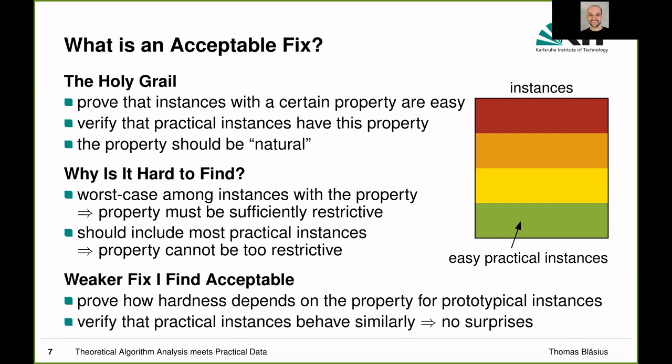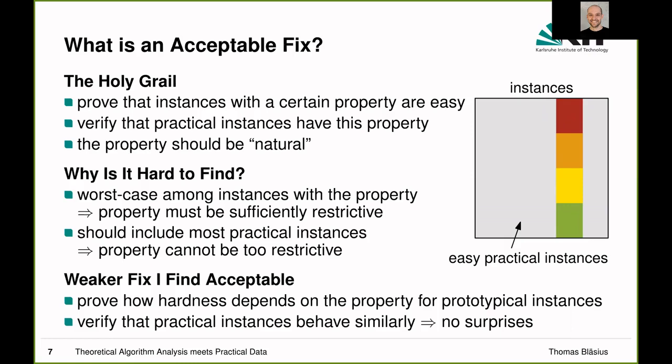A weaker fix that I personally find very acceptable, and that I want to propose for the rest of the talk, is the following. Instead of drawing this hard line in the space of all the instances, we look at prototypical instances and we prove how the hardness of the instances, or how the difficulty of instances, depends on the property I'm interested in for these prototypical instances. So in this picture, this would mean that I maybe take out a slice of the space of all my instances, and I prove that if I have a certain property, then the instance is easy. If I don't have the property, I'm living up here, then the instance is hard. And I do that for a slice of somehow prototypical instances.